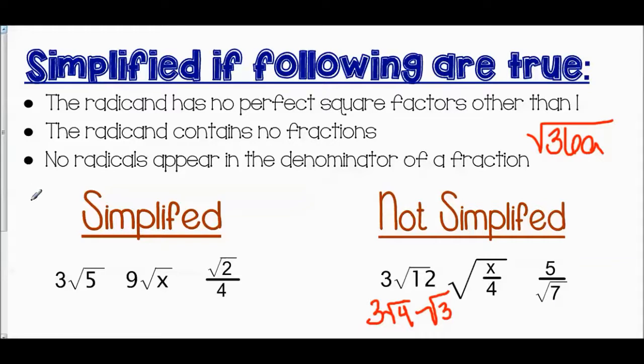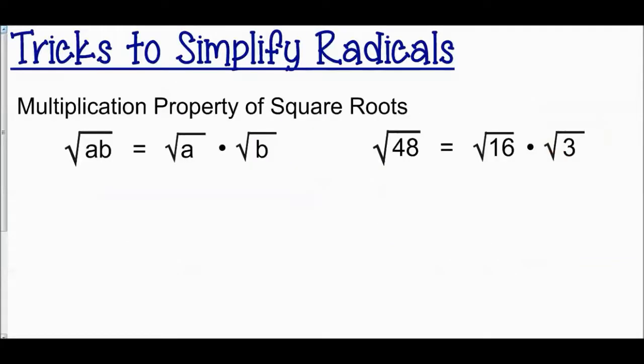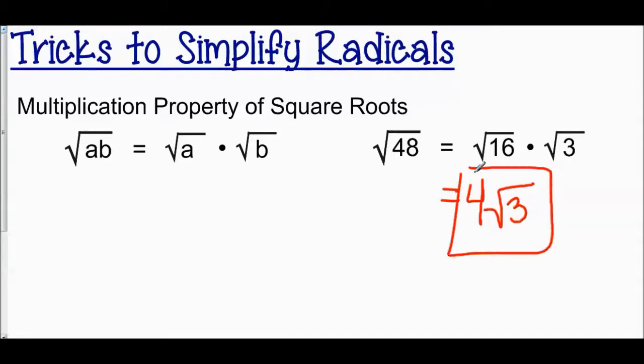So now we're going to look at different ways that we can simplify those radicals. So here are some of those tricks. The first one is the multiplication property of square roots. If I have the square root of ab, I can bust that up into the square root of a times the square root of b. So something like the square root of 48, this is not simplified because 48 has a perfect square factor of 16. Square root of 16 times the square root of 3 is the same thing. So what this allows me to do is take the square root of 16, which is 4, and then I can multiply that times the square root of 3, and that would be the simplified version.